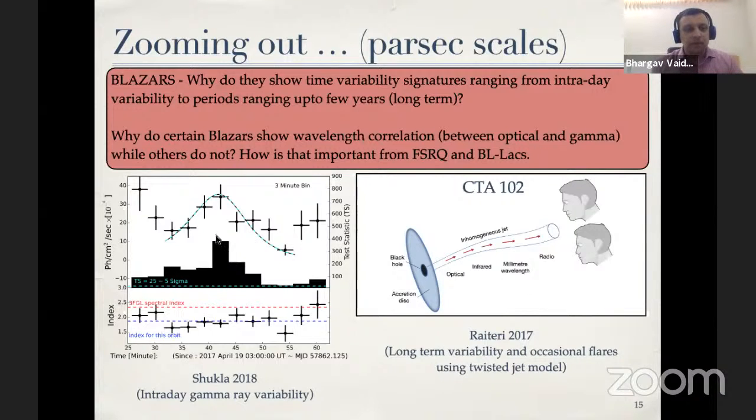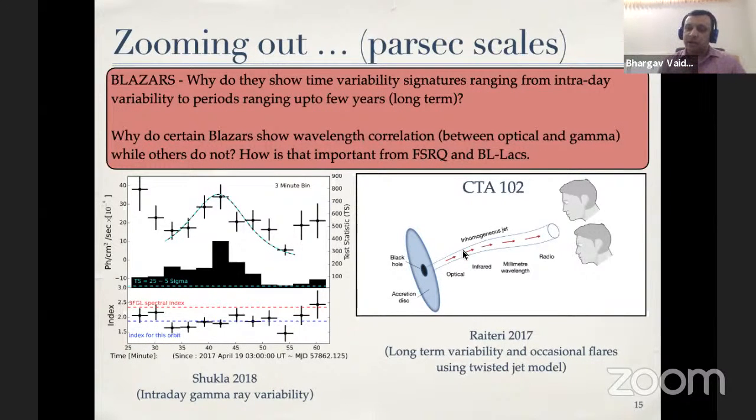Here on the left is a very recent paper by one of my colleagues here at IIT Indore, Amit Shukla, who has shown from 3C 273, I think, that you can have very short time variability within the gamma band using Fermi data analysis. Such short-term variability is a challenge for us to explain, and one of the important ingredients to explain this could be magnetic reconnection. But our interest is to understand much larger scales, that is, the long-term variability.